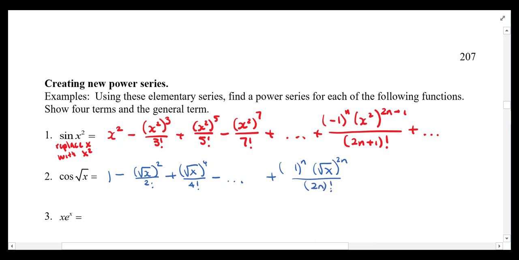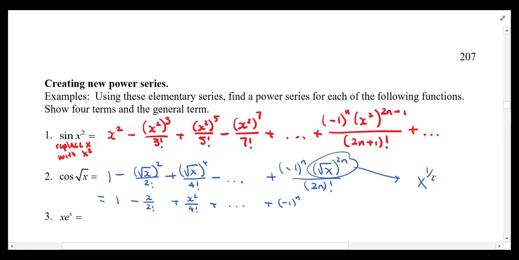Okay. Now for this one, I will simplify because I think it looks nicer if it does. That's just 1 minus what's root x squared. That's just x. Root x to the power of 4 is just x squared. And so on. And notice then this will be negative 1 to the power of n, and then root x to the power of 2n.